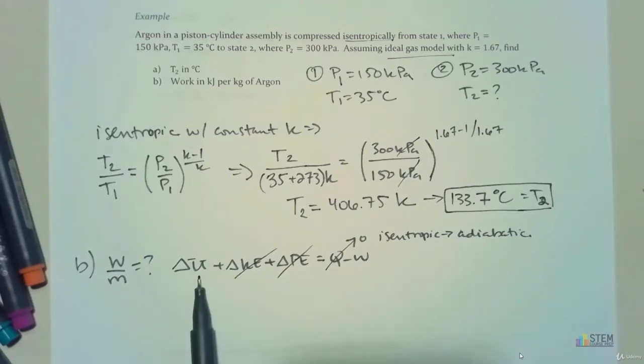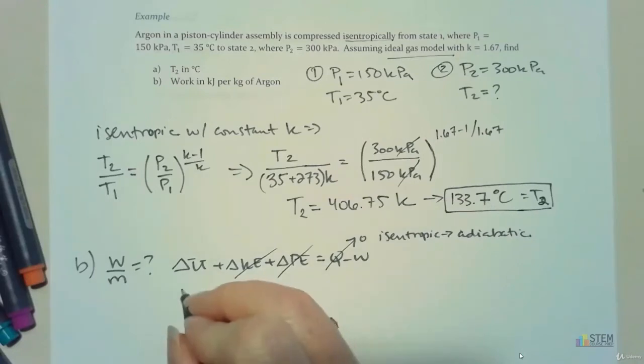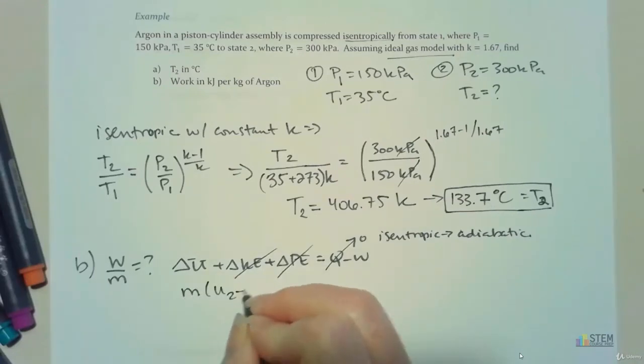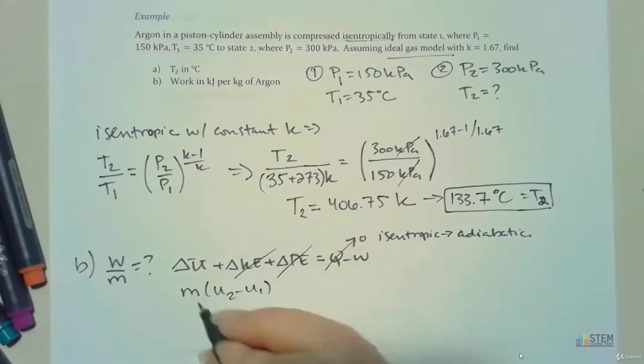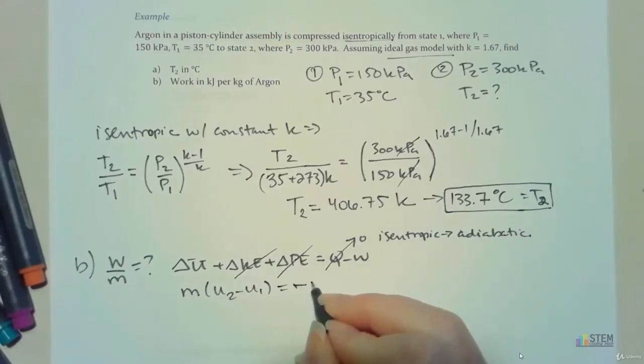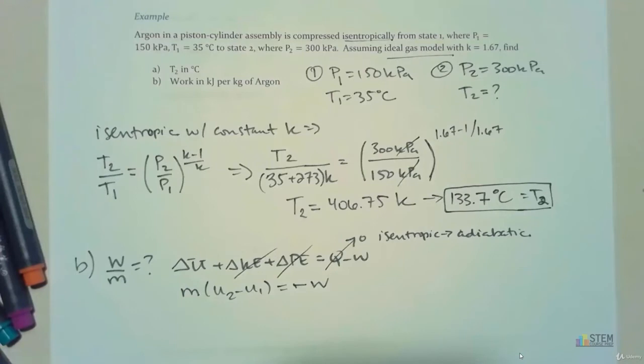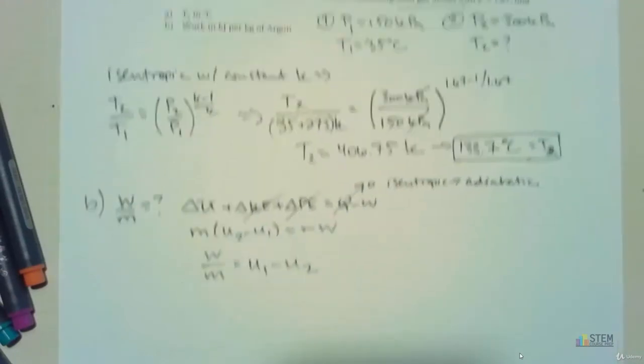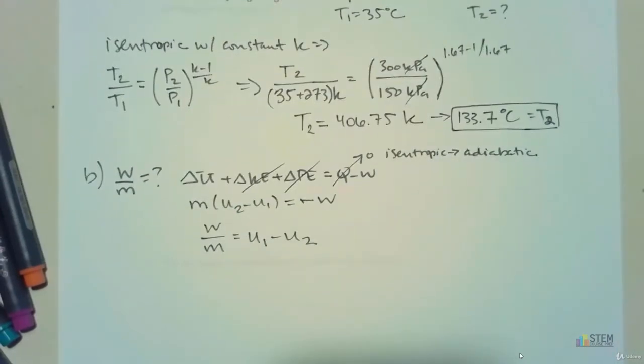Now remember, this is capital U. We need to convert that over so we can use specific internal energy, because that's what's in the table. Multiply that by mass. That's going to equal negative work. We want W over m, and we've got this m hanging out here. Let's divide through both sides by m. And then we'll get W over m equals U1 minus U2. So now we've got that.